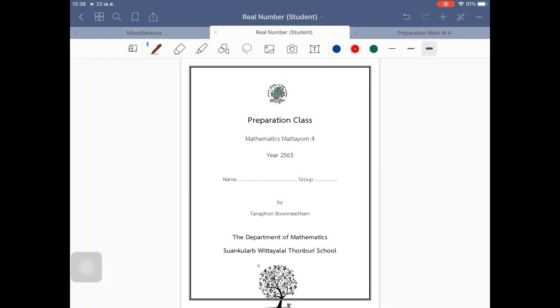Okay, thumbs up. After you get this source, you write your name here and the group you are in. Write your name and the group you are in.